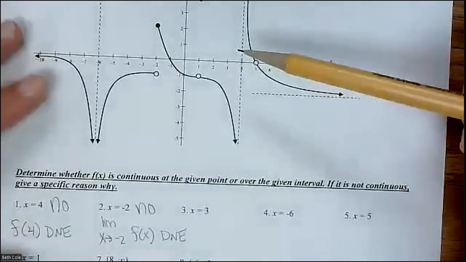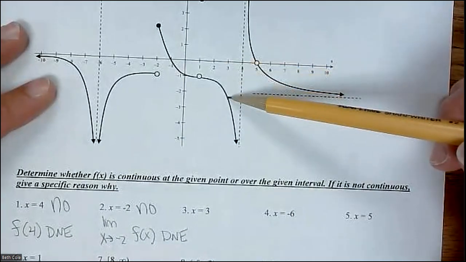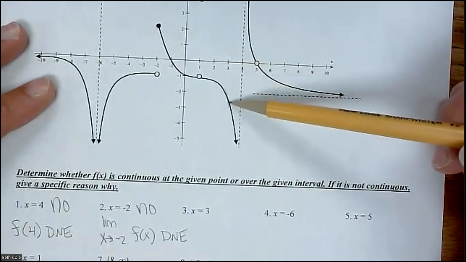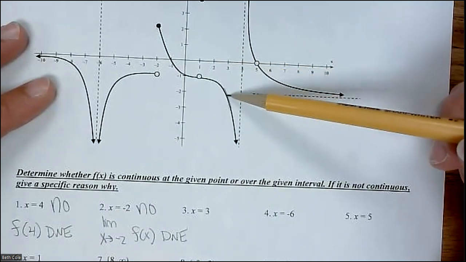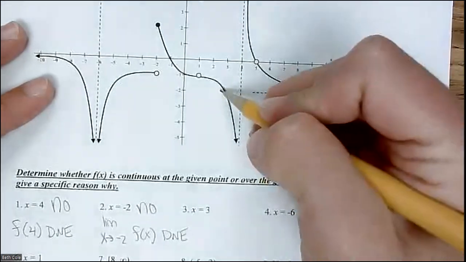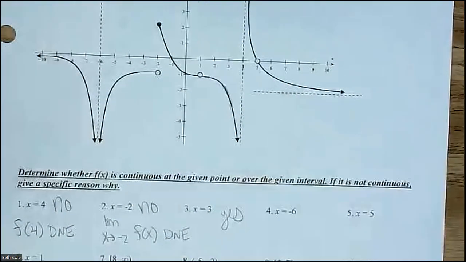All right, let's look at 3. Here's 3. Just watch me point to it. Here's where 3 is. Is the function continuous here at 3? Yes. You can trace through 3 without lifting your pencil. So yes, which is great because then all you have to write is yes, and you get to move on.